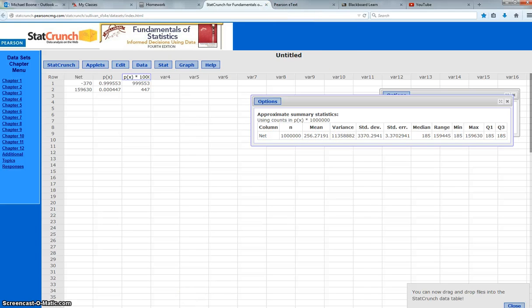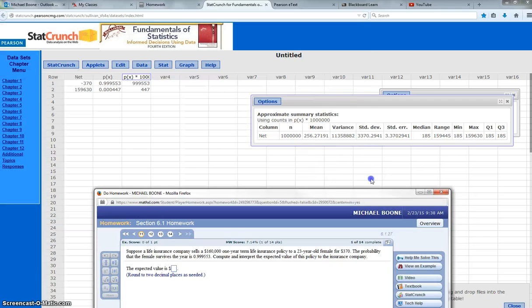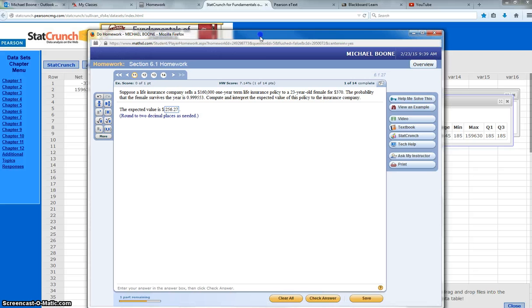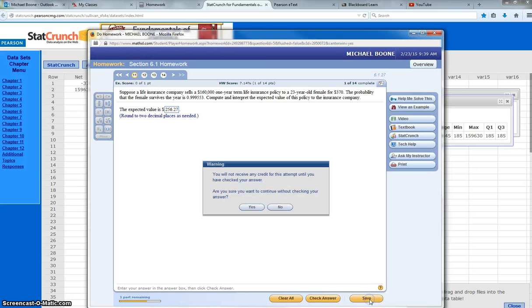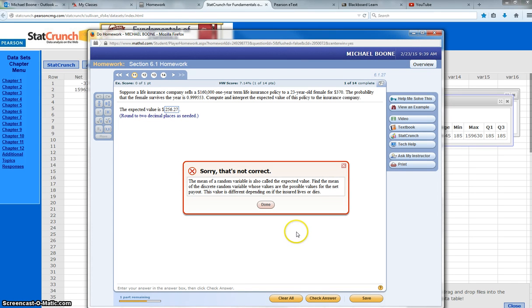Let's look at the homework problem and verify to 2 decimal places. So that would be 256.27. Now, compute and interpret the expected value of this policy to the insurance company. So this may be a little incorrect. Let's hit a check answer. I think it's going to tell us we're wrong. Oh. So check answer, and it says, no, we're wrong, right?